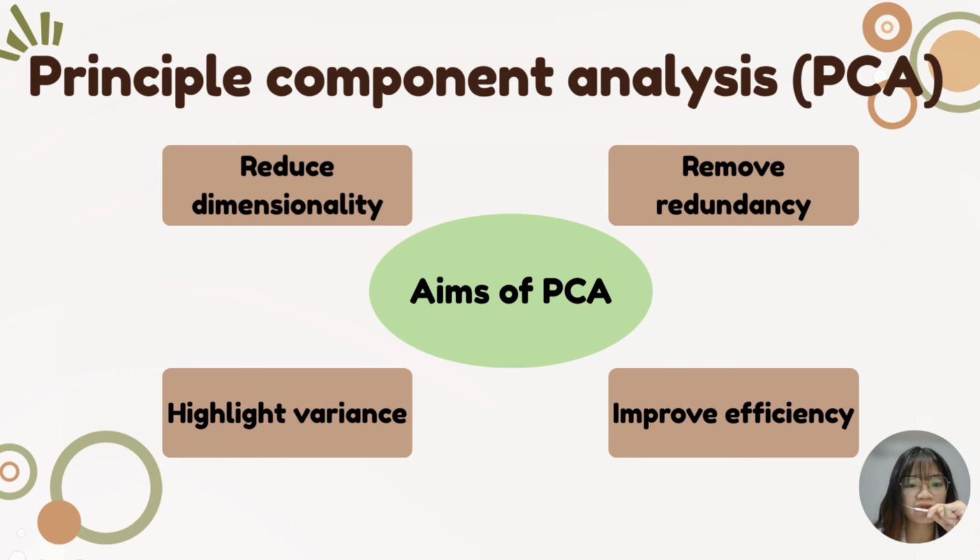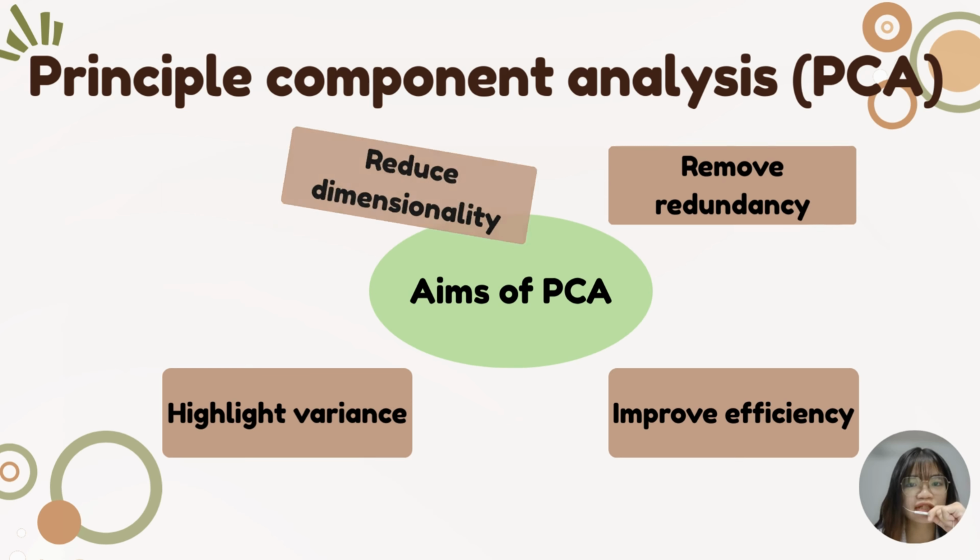Third, it improves efficiency by speeding up computation and making visualization easier. And finally, it highlights the variance by capturing the direction in which the data varies the most. Together, these aims make PCA a powerful tool for correcting population stratification in GWAS.